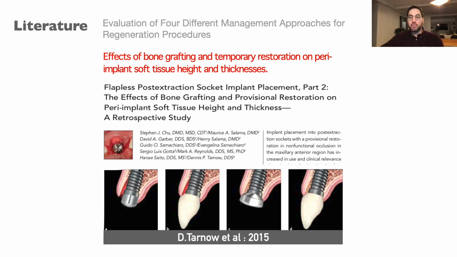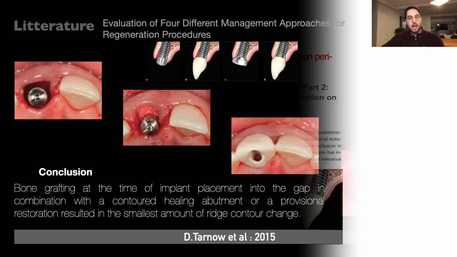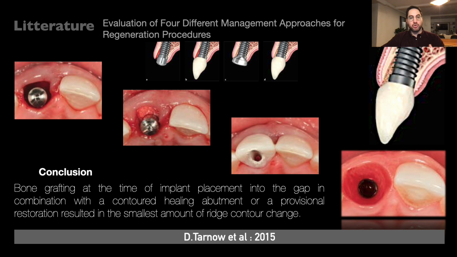Here, different approaches were assessed, with or without provisional restoration and with or without biomaterials, to demonstrate their impact on bone and soft tissue preservation. And they demonstrated that the procedure combining a provisional restoration plus biomaterials leads to the best outcomes in terms of bone preservation and soft tissue stability.